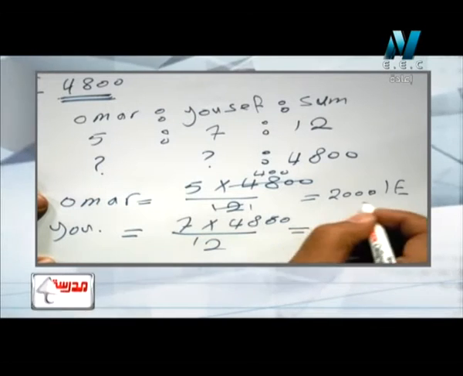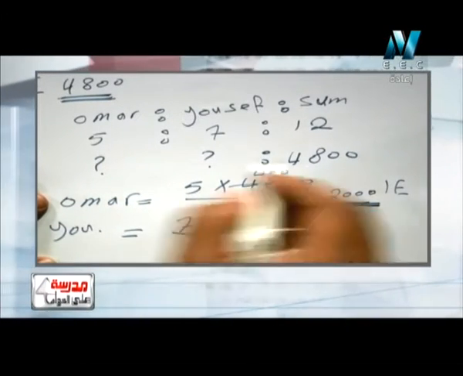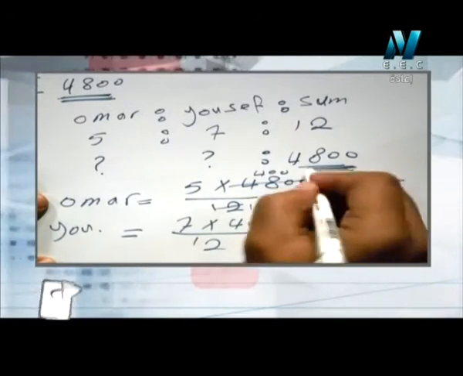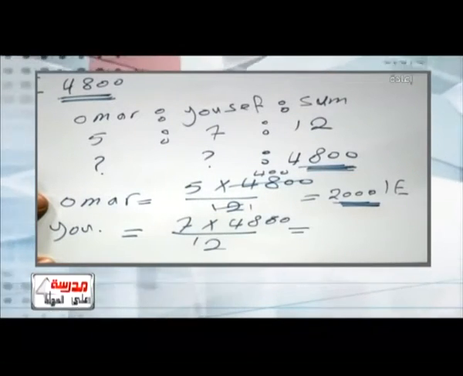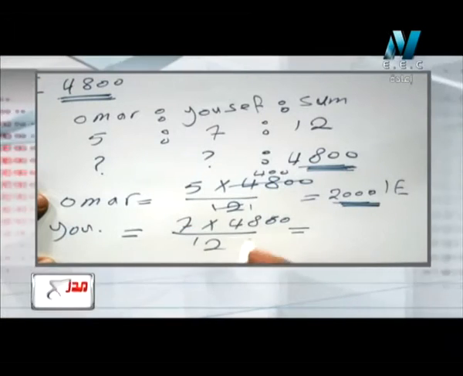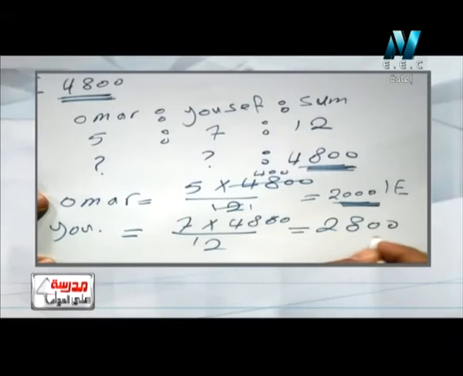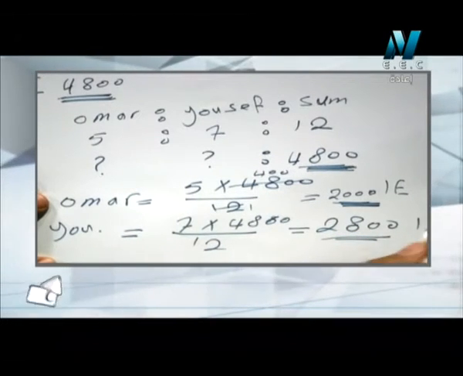We can get the share of Yusuf in two different ways. We now have the share of Omar, 2,000, and we know the total amount of money, 4,800. We can subtract them in a simple step to get the share of Yusuf, or we can use the calculator: 7 times 400 equals 2,800 LE.